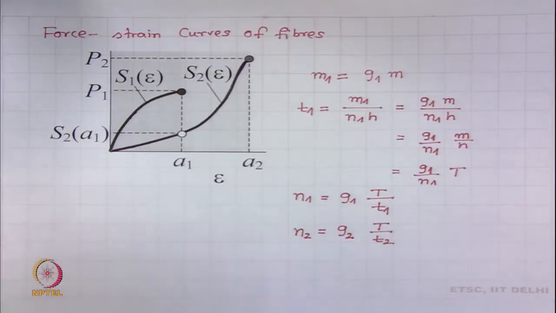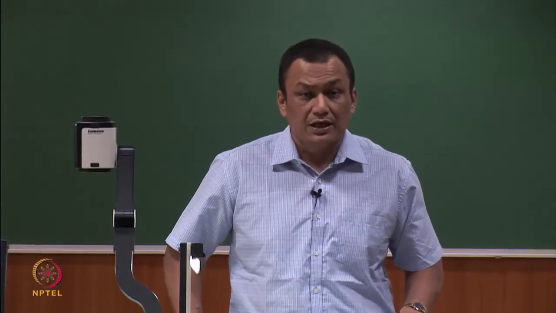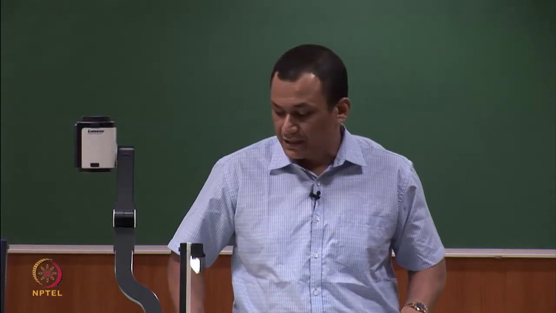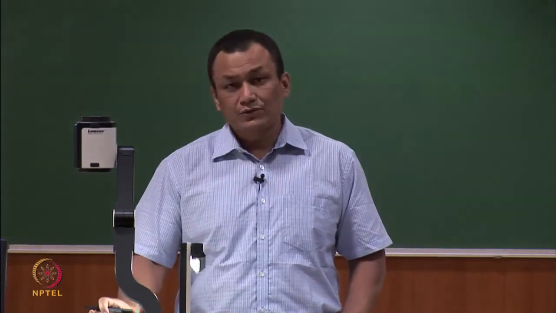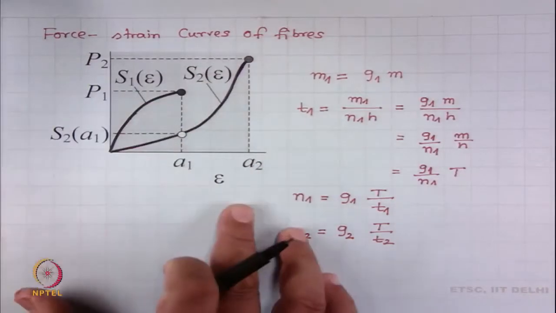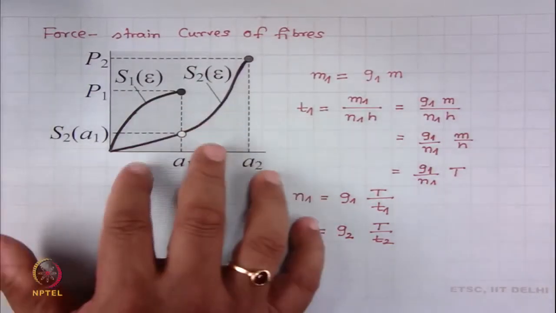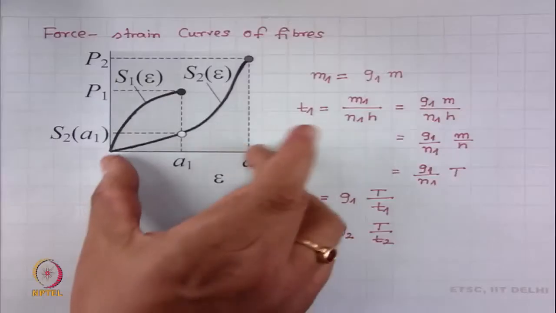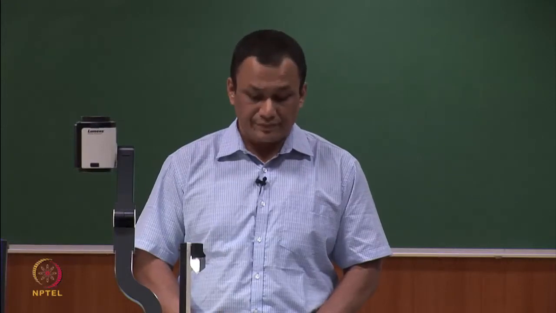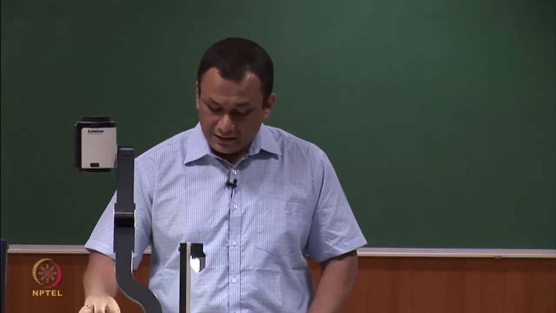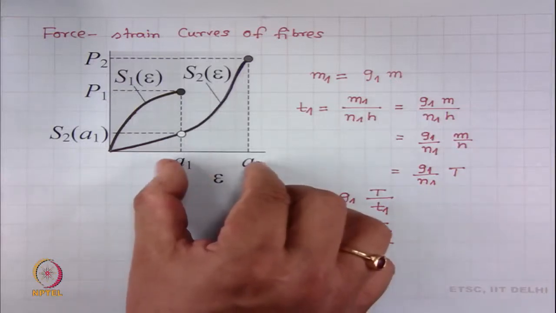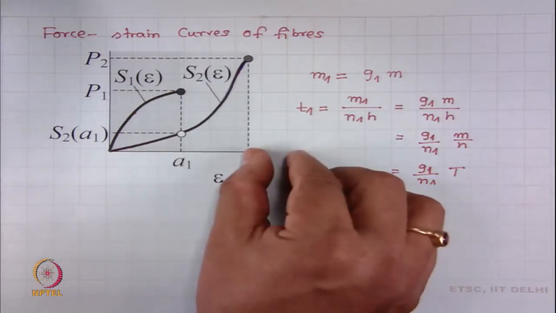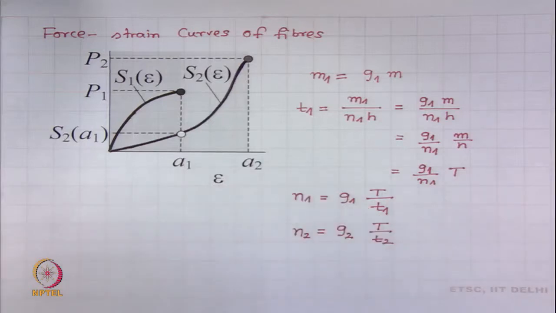So, by using these relations, one will be able to calculate how many type 1 fibers and how many type 2 fibers are present in the bundle, right. Now we come back to this, we have to analyze the situation. In order to analyze this situation, we divide this region into three regions. First, we consider what is happening when the elongation is less than or equal to A1, then what is happening when the elongation is between A1 and A2. Third region, when the elongation is greater than A2. So, these three situations we would like to analyze.